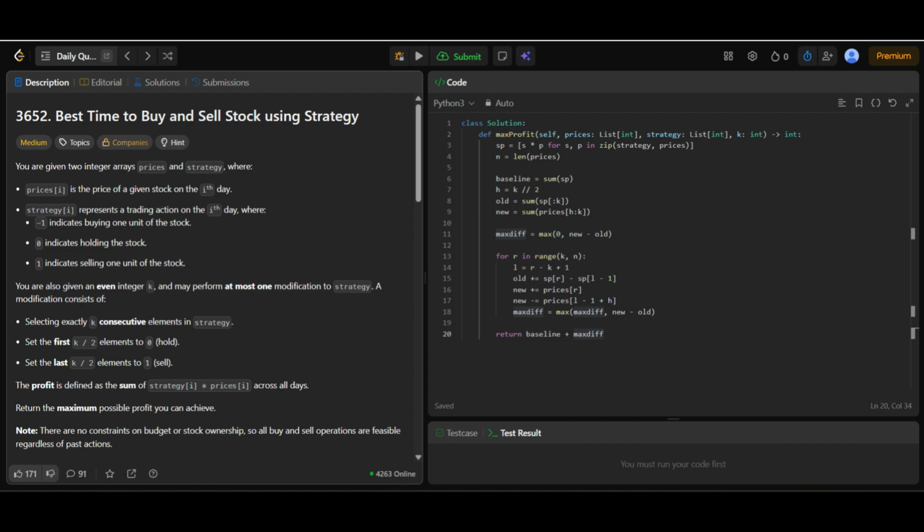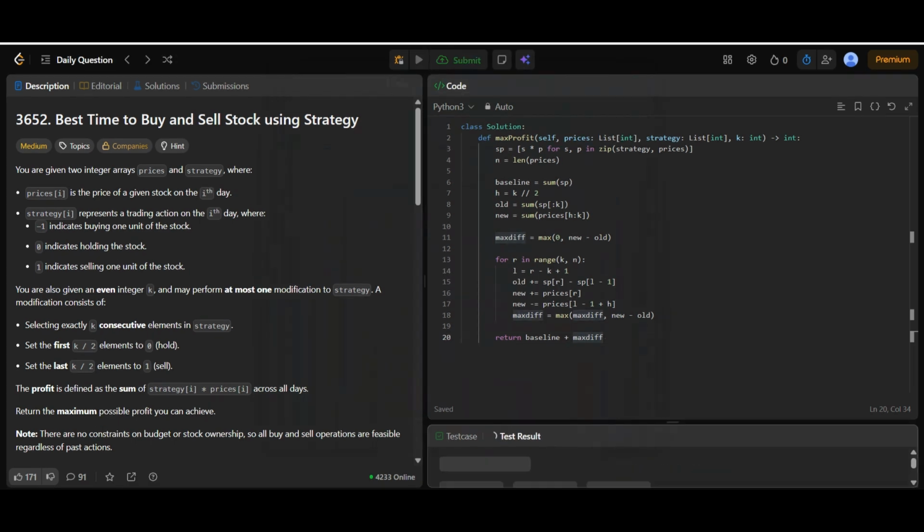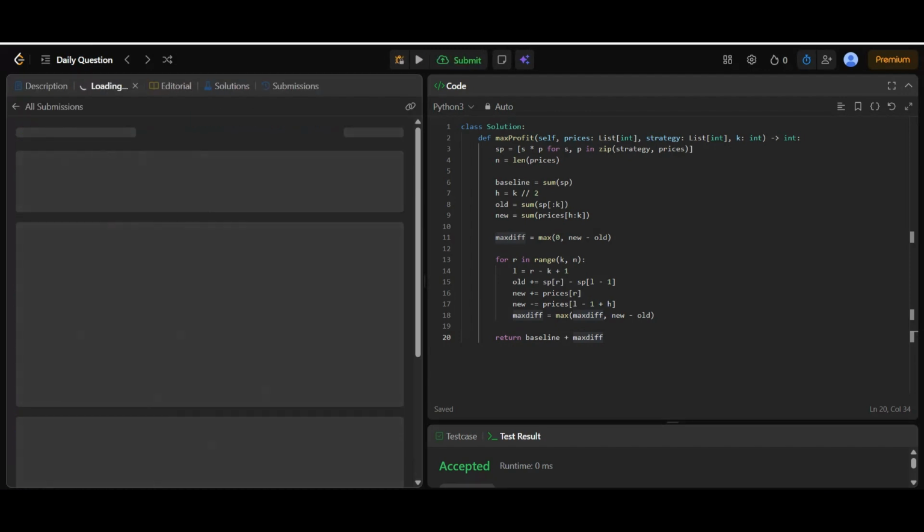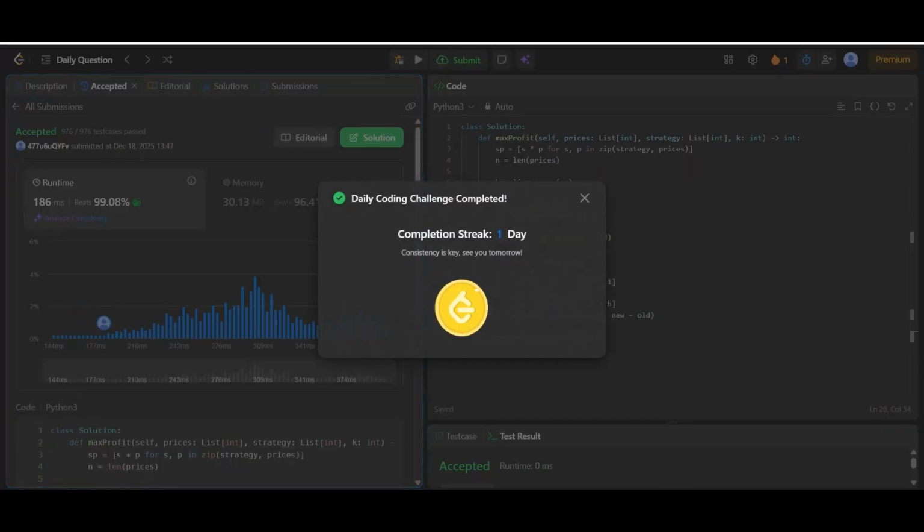And that's how this solution efficiently maximizes the profit. Now let's run the code and confirm that it passes all test cases. All right, everything looks good. Let's go ahead and hit submit. And there we go, accepted. All test cases passed successfully. This confirms that the sliding window optimization works exactly as intended.